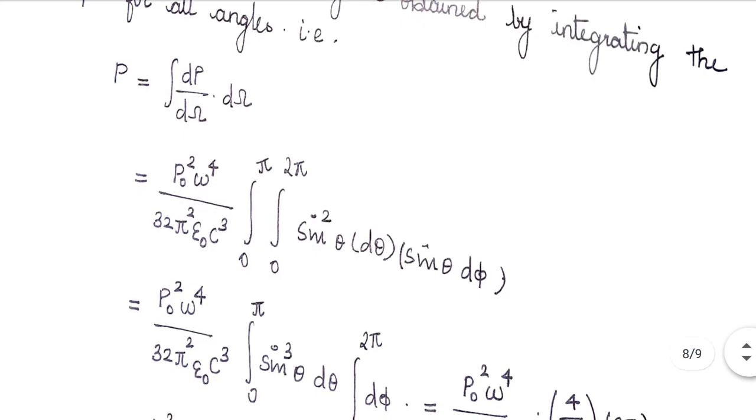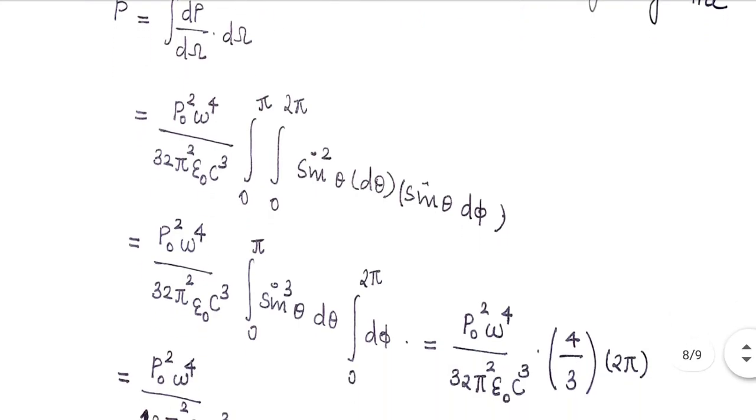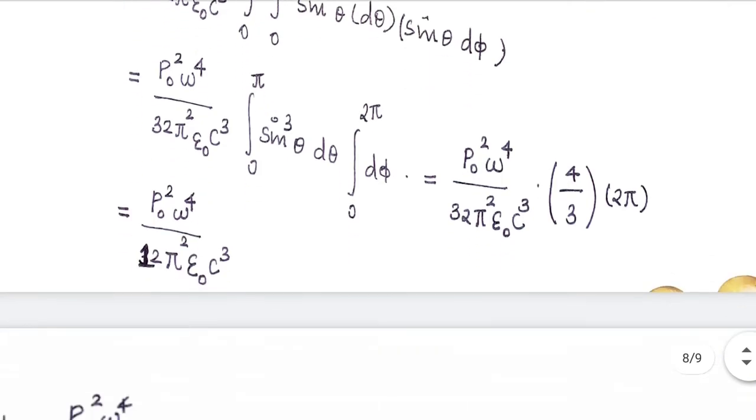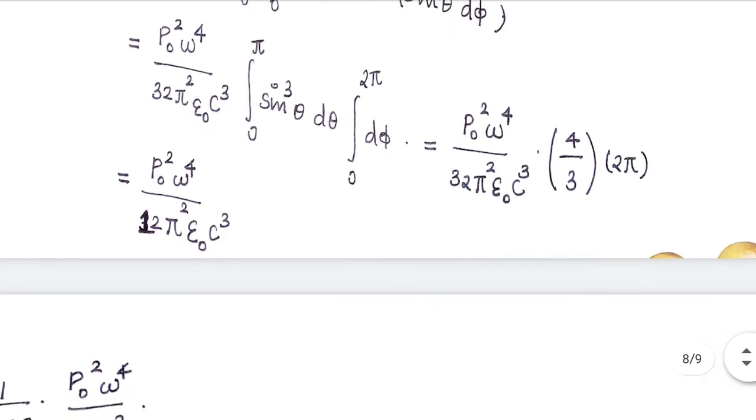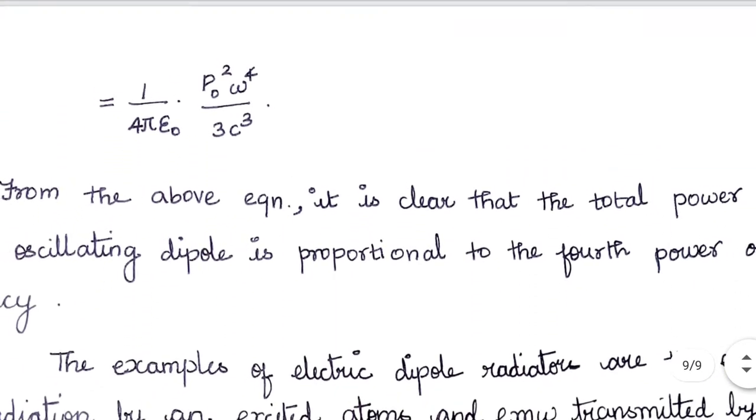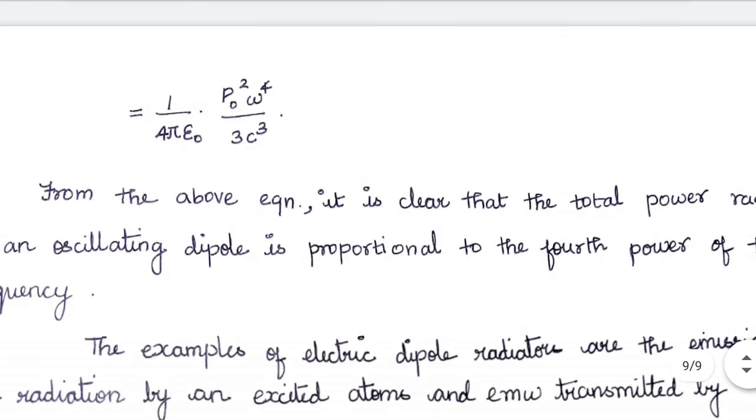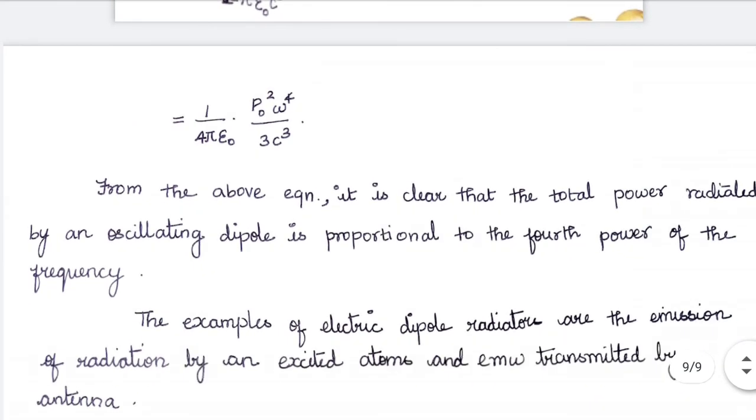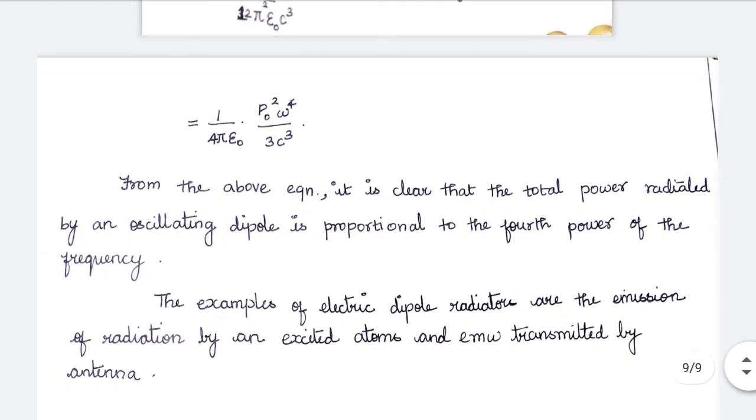To find the total power radiated, we can integrate the above equation over all angles. So, integral dP by d omega into d omega is p naught square omega power 4 by 32 pi square epsilon naught c cube into integral 0 to pi, integral 0 to 2 pi, sin square theta d theta into sin theta into d phi. On simplifying, we get p naught square omega power 4 by 12 pi square epsilon naught c cube. Splitting and writing, we get 1 by 4 pi epsilon naught into p naught square omega power 4 by 3 c cube. This is the expression for the total power emitted.